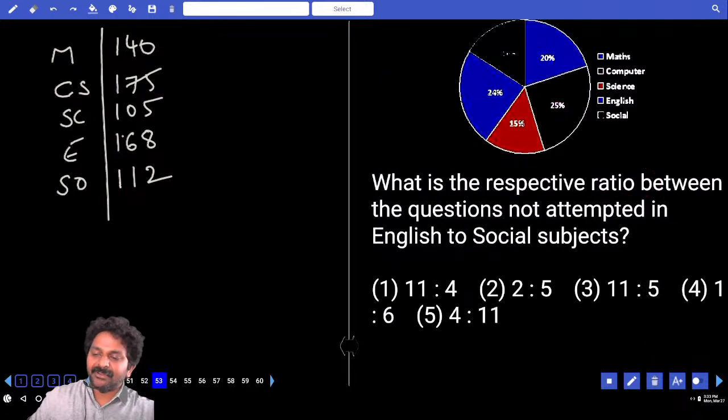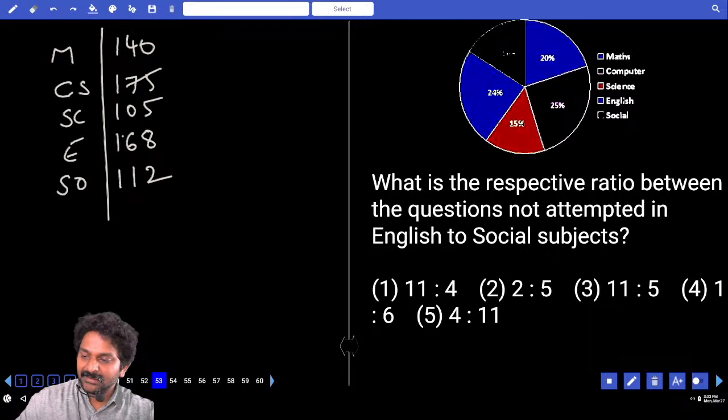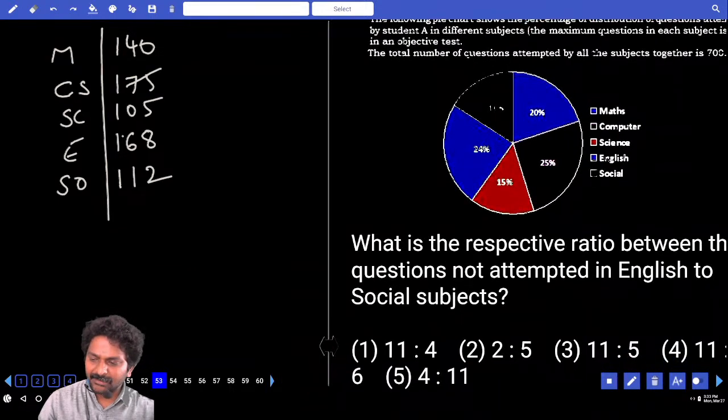What is the respective ratio between questions not attempted in English to social, not attempted.